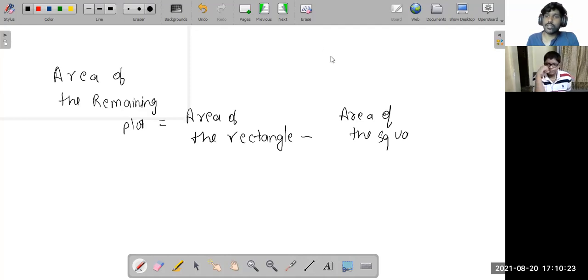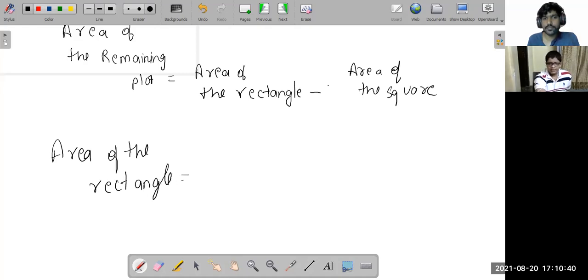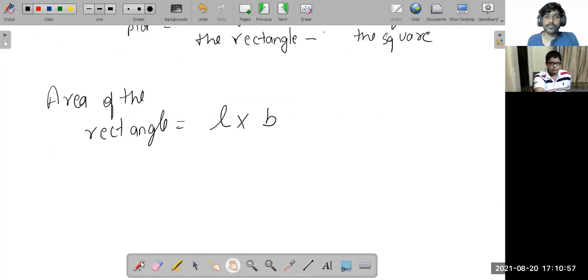So let us first find out the area of the rectangle. What is the formula for area of a rectangle? Length square multiplied by breadth square? No, not length square multiplied by breadth square. It is just length into breadth. But what is the length of this rectangle? Length is 2a squared plus 3b squared.